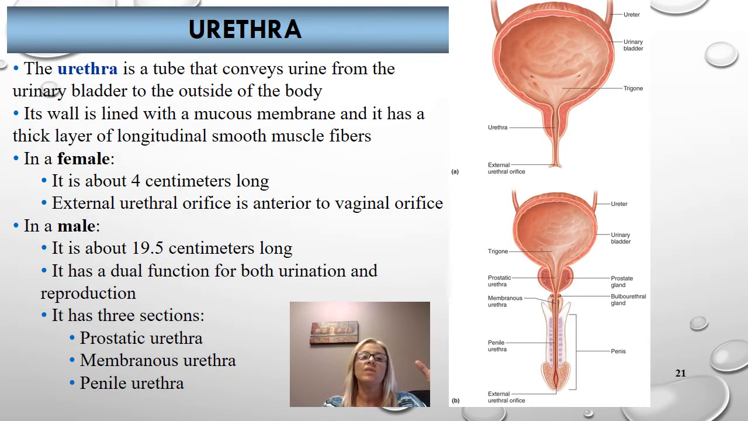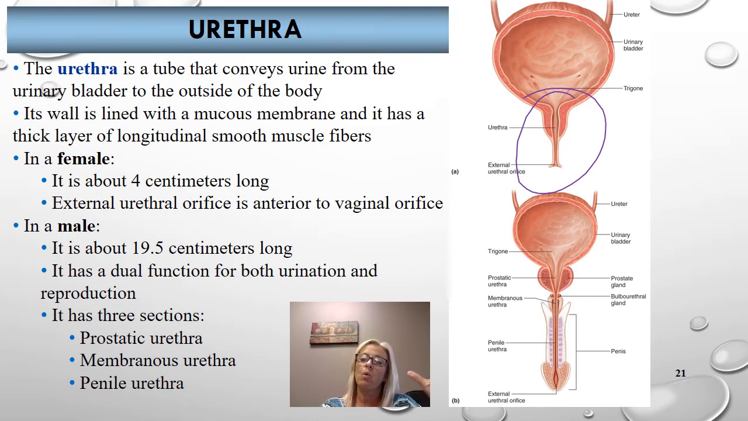So the urethra is the vessel that takes the urine. It's a tube that takes the urine from the bladder to the outside of the body. It's lined with a mucous membrane, and it does have some smooth muscle fibers along it, but these are different for men and women. For females, it is only about 4 centimeters long, and this causes a problem because if you're not careful in how you wipe yourself or your child, if you have an infant or a very young child, and you do not wipe them from front to back, the fact that this is so short makes them much more prone to bladder infections if you were to get E. coli in there from feces by not wiping correctly.